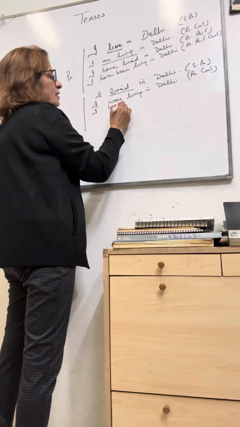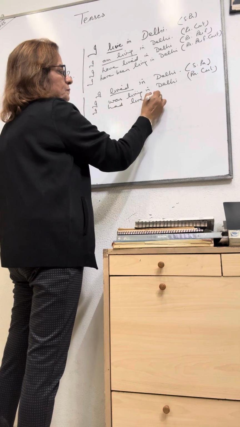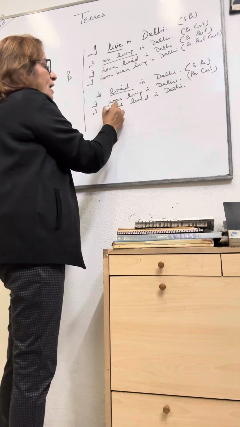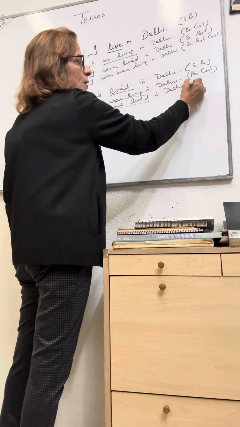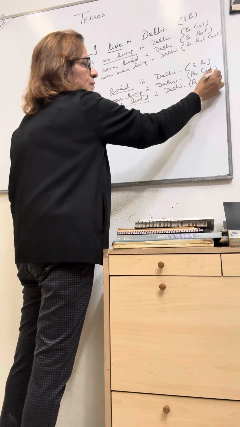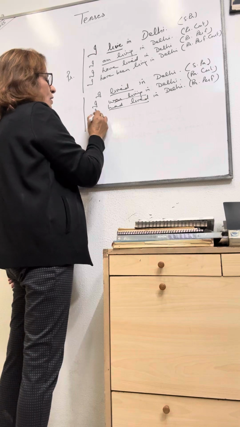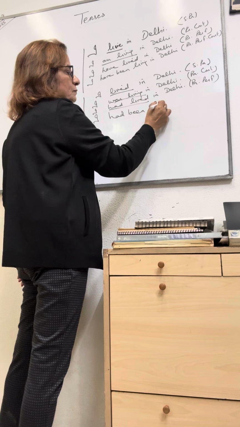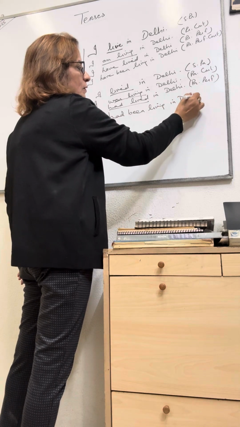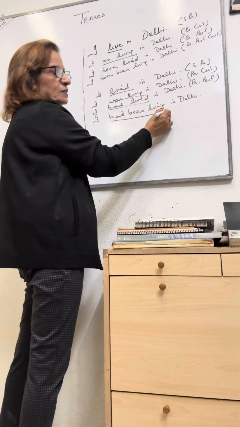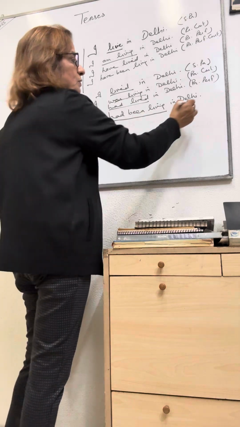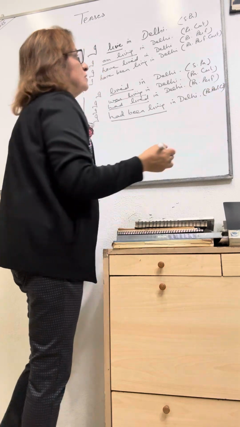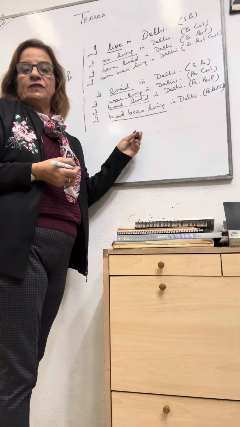I had lived in Delhi. Students, what will this be? I had lived in Delhi. Had lived. It is past perfect. Then I had been living in Delhi. Had plus been plus verb in the ing form. So this becomes past perfect continuous. So you saw the same sentence, I can write it in any of the tenses.